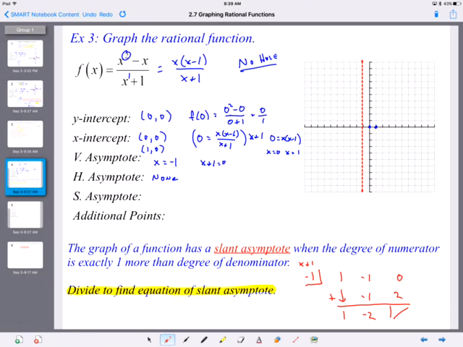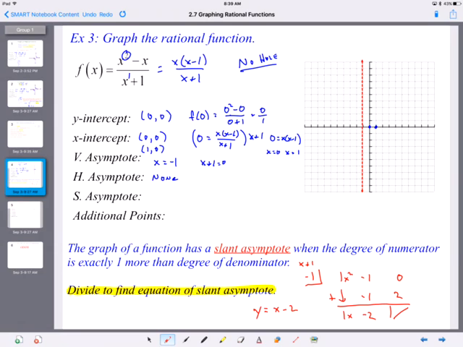And we're always going to get a linear function because if we always take a degree of a numerator that is exactly 1 more than the degree of the denominator, you're always going to have a linear function, because if it's x to the third over x to the second, you will get x to the first every time. So what is this linear function? Remember you started at x squared, so this would be x, so y would be equal to 1x minus 2. And so we need to graph that for our slant asymptote.